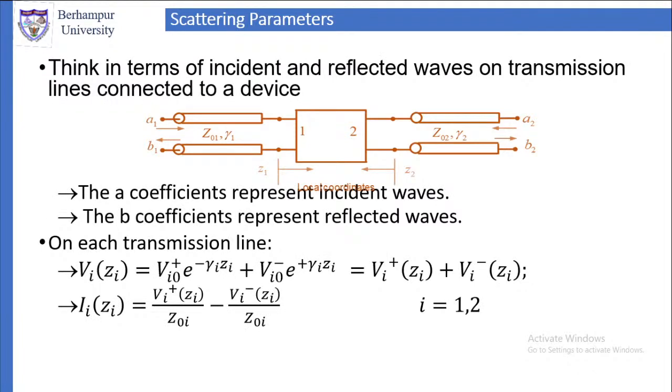Now think in terms of incident and reflected waves on the transmission line connected to the device. This we have seen for Vi. What will be Ii, the current at port i? The current is Vi+ at zi divided by Z0i, minus Vi- at zi divided by Z0i. This comes from transmission line theory. We have found the expression for V and the expression for I; these are the equations that we get from the transmission line theory.